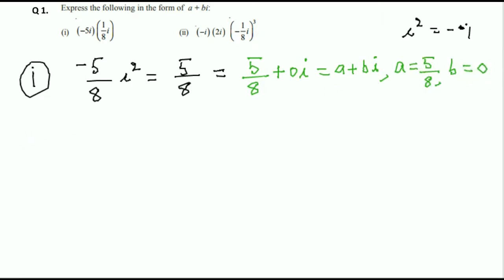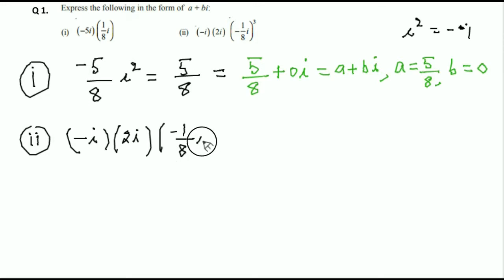Okay, let's go for the second one. Here, minus iota into 2 iota into minus 1 by 8 iota to the power cube. If you write this one, minus and after 3 it will also come here minus. So let's go one by one. Minus iota into 2 iota will be minus 2 iota square, and here minus 1 by 8 to the power 3 and iota to the power 3.